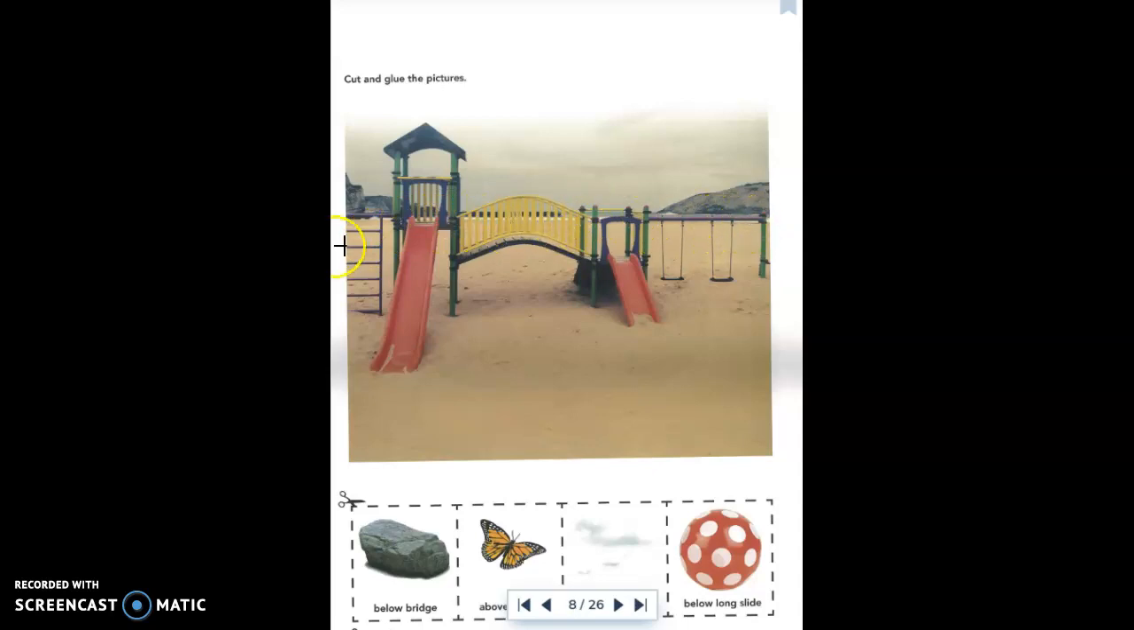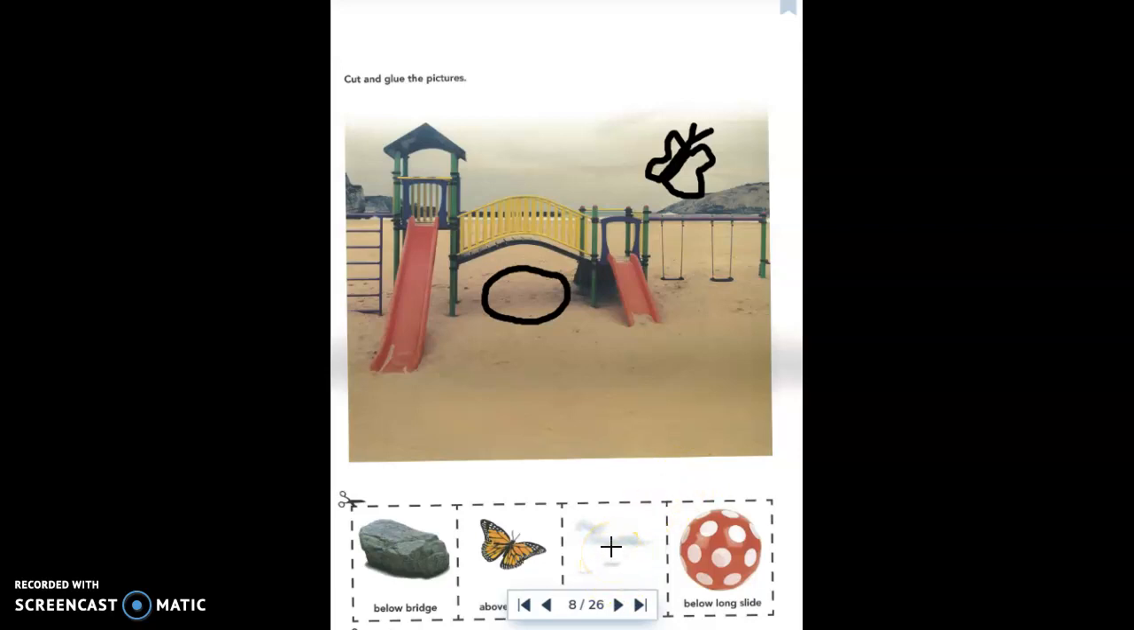So I need to look at the playground. And if I look at the playground, I notice right here will be the rock below the bridge. Okay? Next I have a butterfly. And the butterfly goes above the swings. So I'm going to make my butterfly. And this butterfly is going to be right above the swings. You can cut out your picture of the butterfly and glue it right there above the swings.